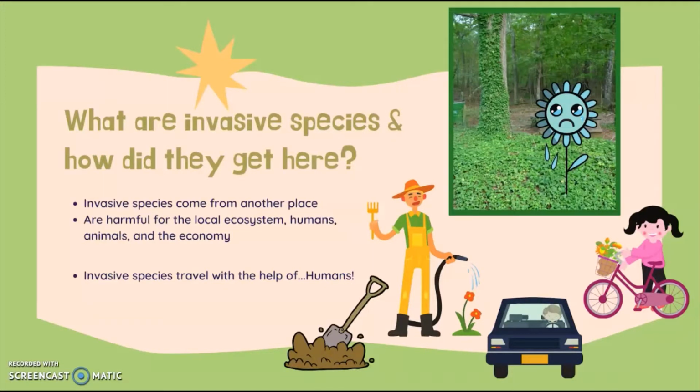First off, what are invasive species? Well, invasive species come from another place, kind of like aliens. They don't occur naturally in our local area. And because they're new to our area, they lack natural controls that would normally keep them in check, like insects or diseases. This allows them to take over and grow without constraint.